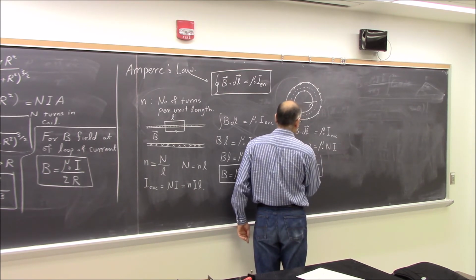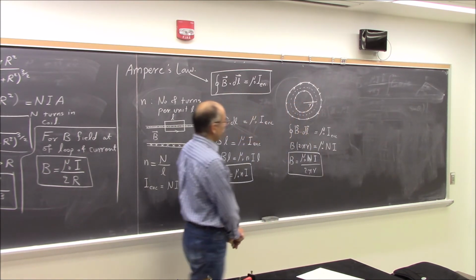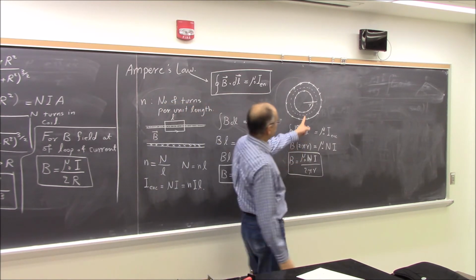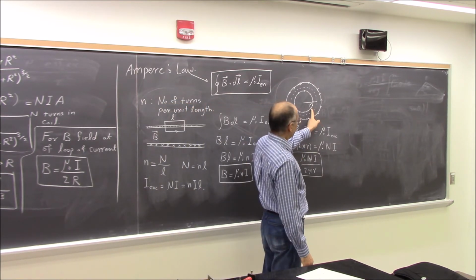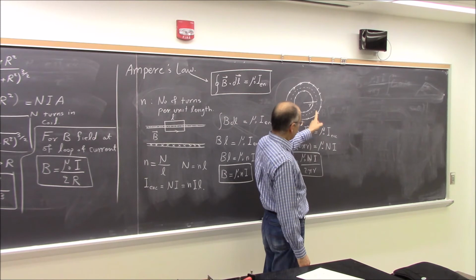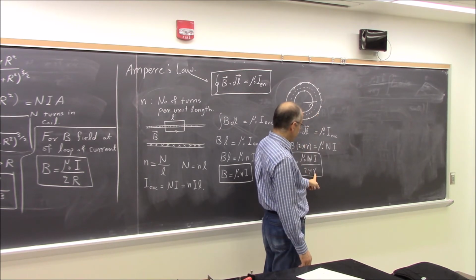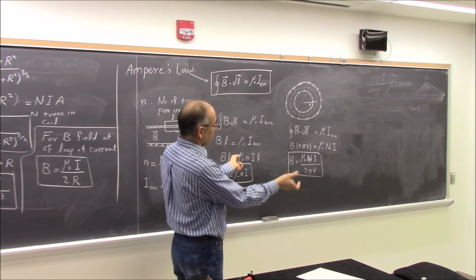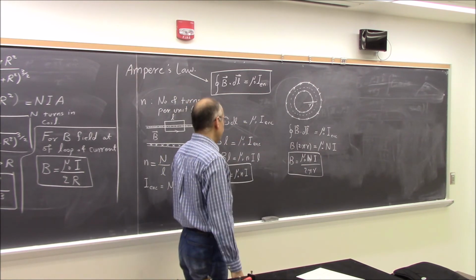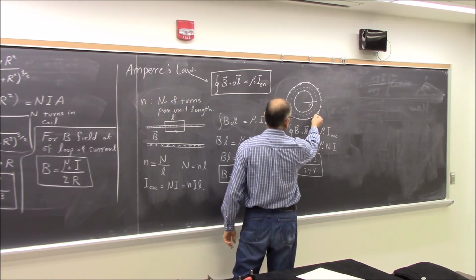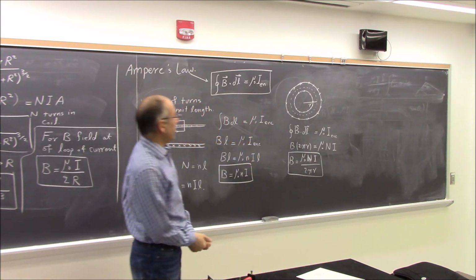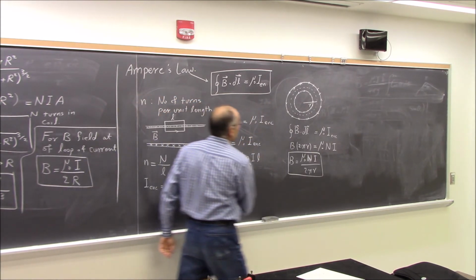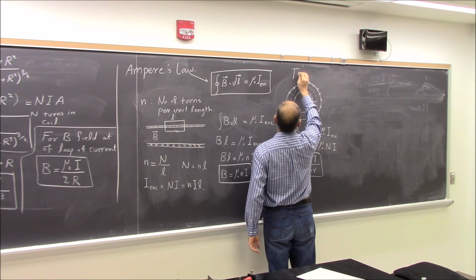So in the toroid, the magnetic field decreases as you go away from the center by r. If the toroid is large, it's pretty much uniform, but it changes a little bit from here to here. And that's the value. This is the magnetic field of a toroid.